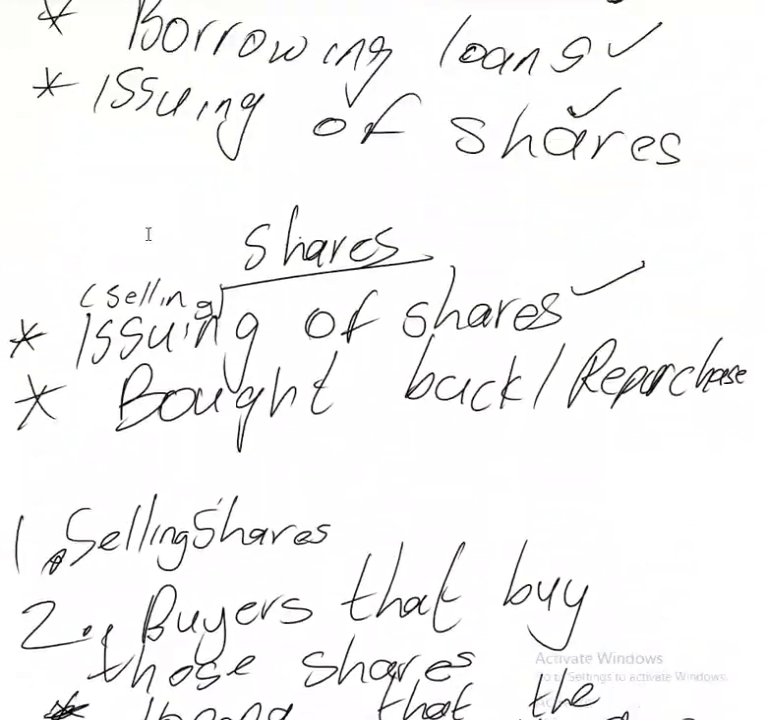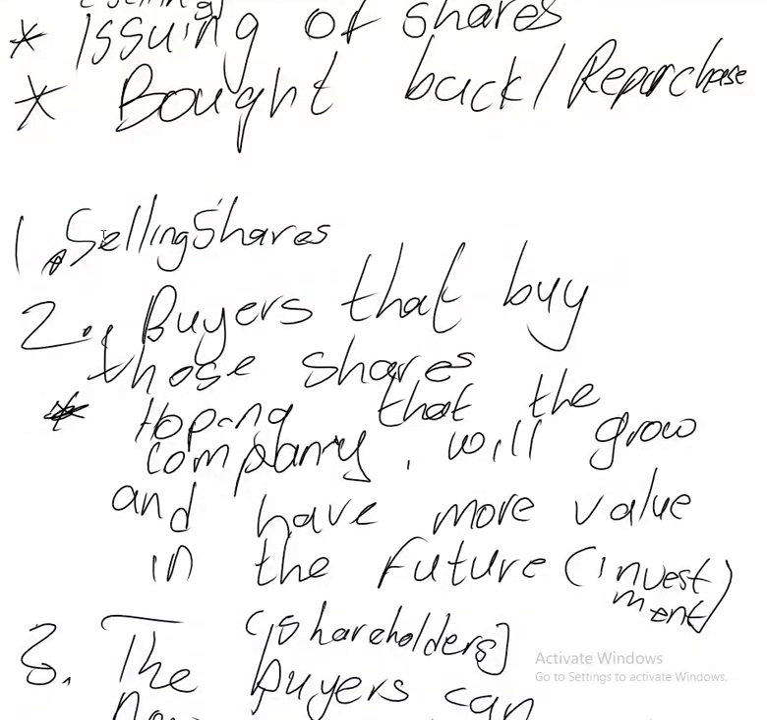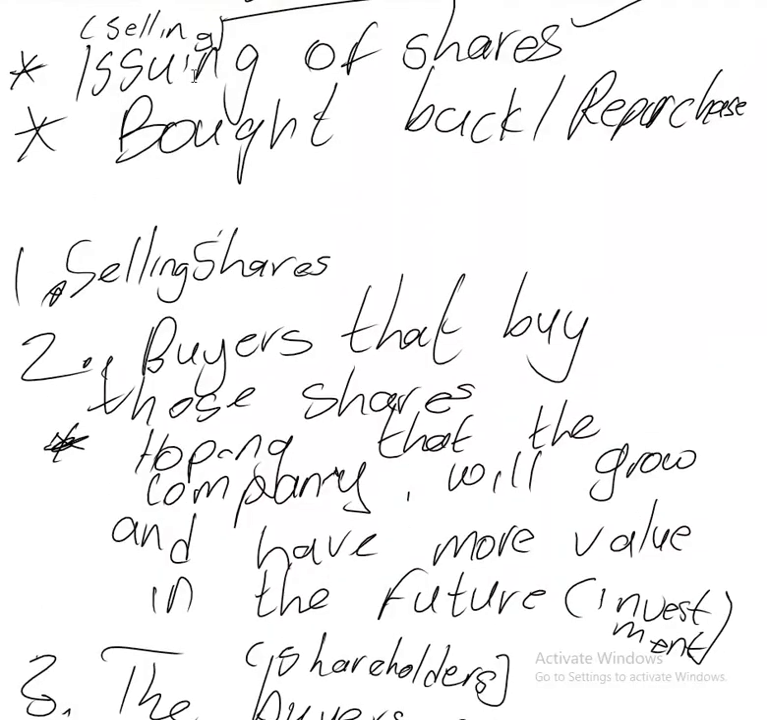Now, the selling of shares. Companies will sell shares. When they sell those shares in the stock market, the buyers that buy those shares are hoping that the company will grow and have more value in the future. The buyers that buy those shares, we will call the shareholders. So remember, the company is doing what? It's selling the shares. Sorry for the messy handwriting here.